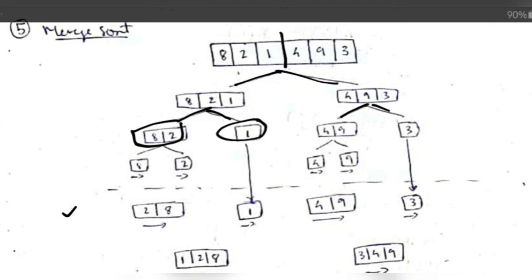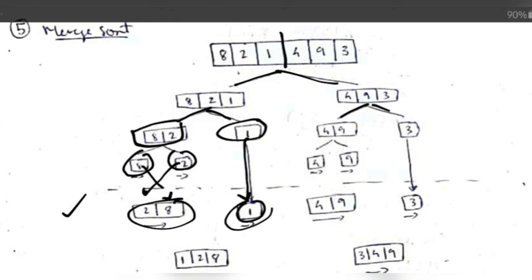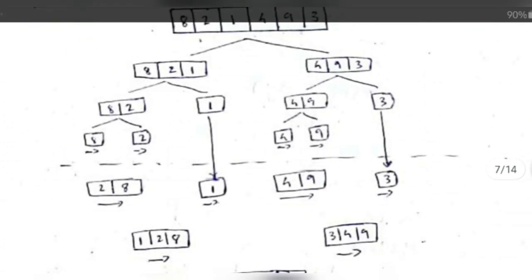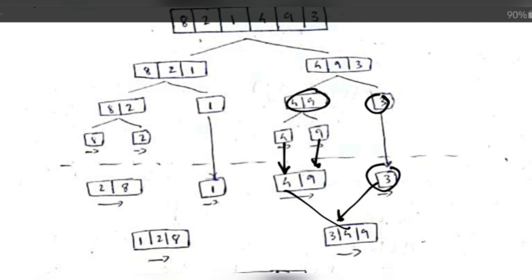How will we combine? We'll compare 8 with 2. If 2 is less, it will be placed first, then the next element will be placed. So 1 will be brought from here only, and then again we'll compare these both, starting from the left side. 2 and 1 will be compared. Which is smaller? 1. That will be placed here, then 2 and then 8. Similarly, here also we'll do the same thing in parallel, with 4, 9 and 3. Among 4 and 9, 4 will be placed first, then 9. When 3 is there, 3 will be placed first, then 4, then 9.